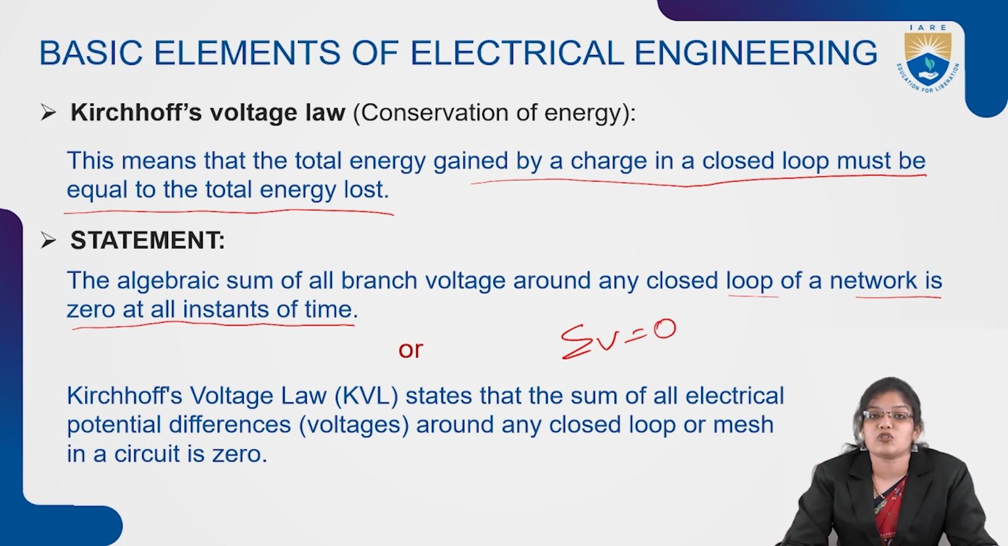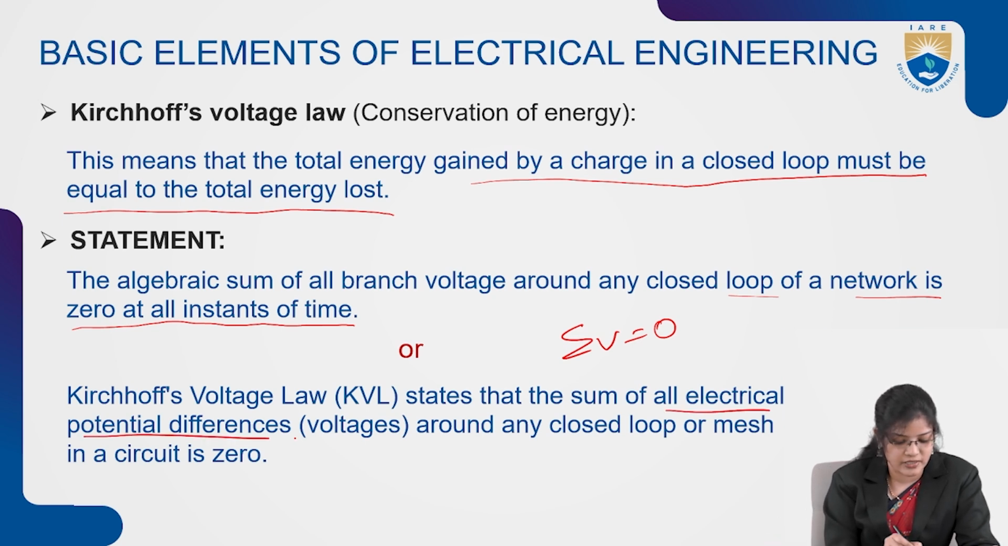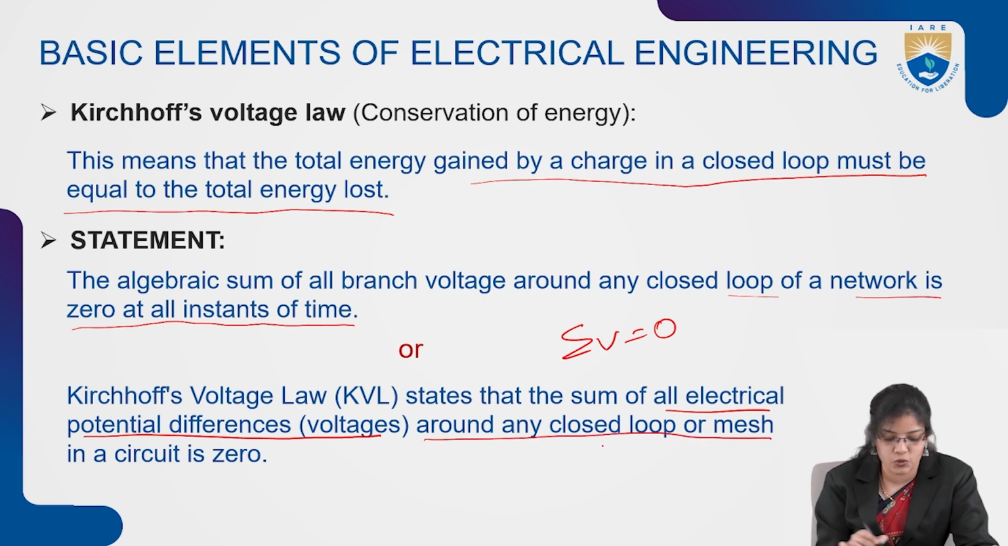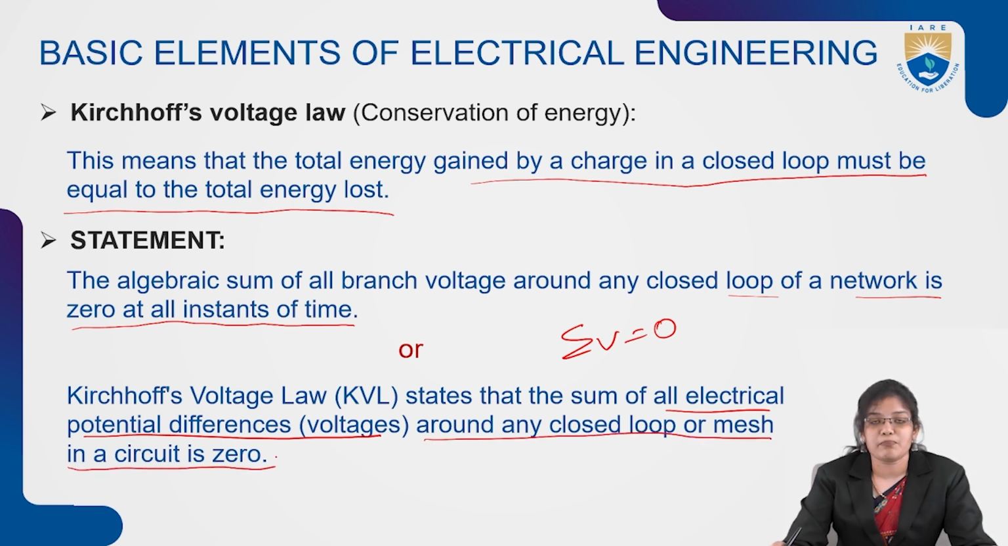It can also be stated as: Kirchhoff voltage law states that the sum of all electrical potential differences, which are also called voltages, around any closed loop or a mesh in a circuit, is 0. It can be simply stated as the amount of energy across each element in a circuit will be equal to 0.